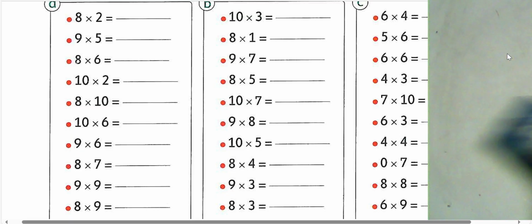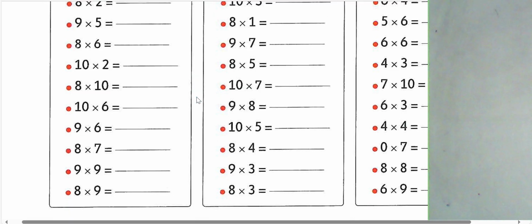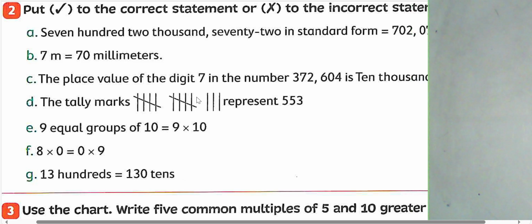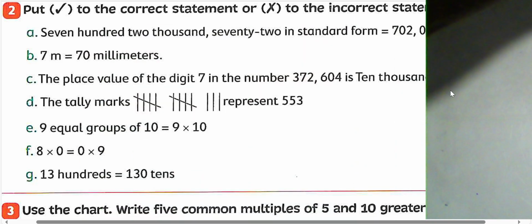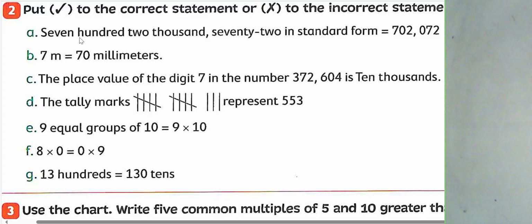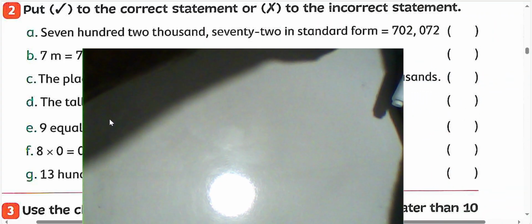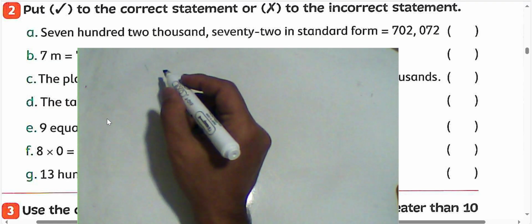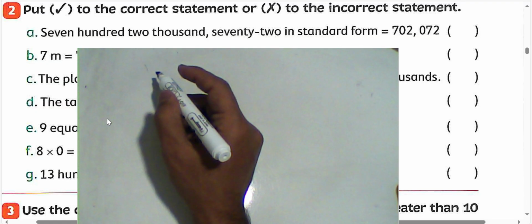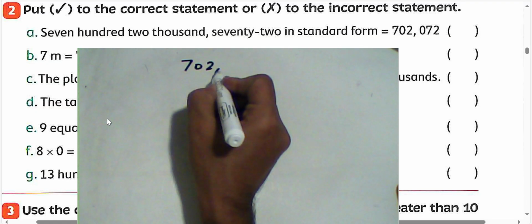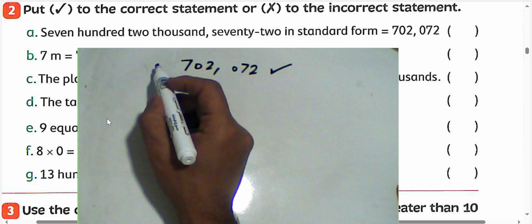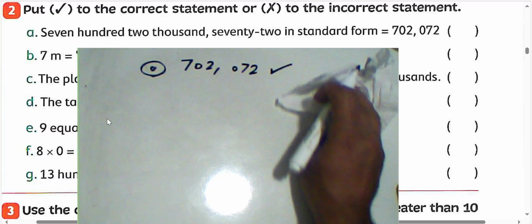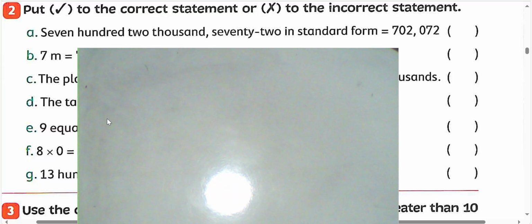Okay, understood? Next question. Which of these is the correct statement or false? Question letter A. We have 702,000 and 72,000. This number here, 702,000, in standard form is 72,000? Then question letter A, it's false.